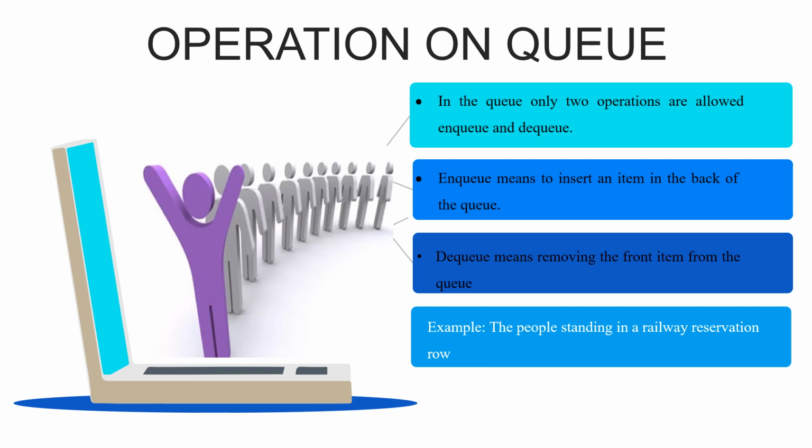As we have seen, in the queue only two operations are allowed, that is enqueue and dequeue. Enqueue means to insert an item in the back of the queue, and dequeue means removing the front item from the queue. Enqueuing represents adding item to the queue like joining a line, and dequeue signifies removing the frontmost item like getting served at the counter. These processes maintain the first in first out order. Example for a queue, this is the people standing in a railway reservation row.